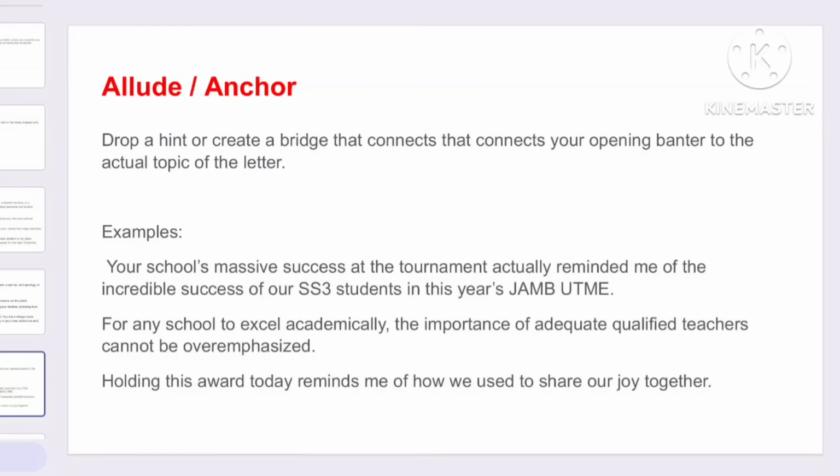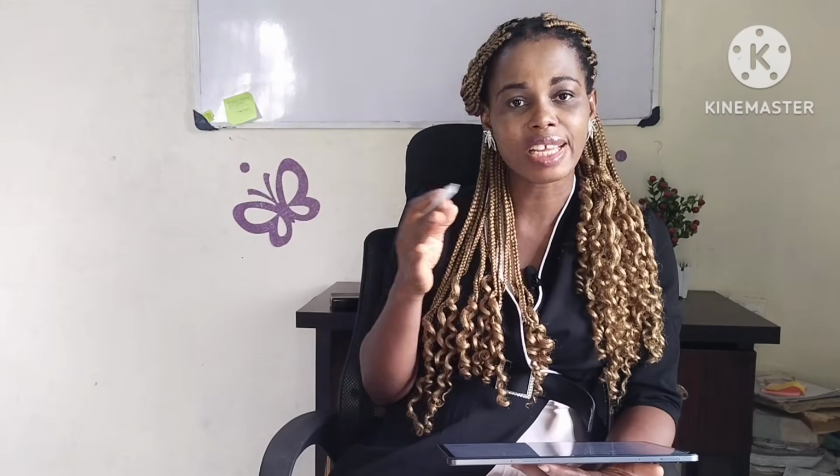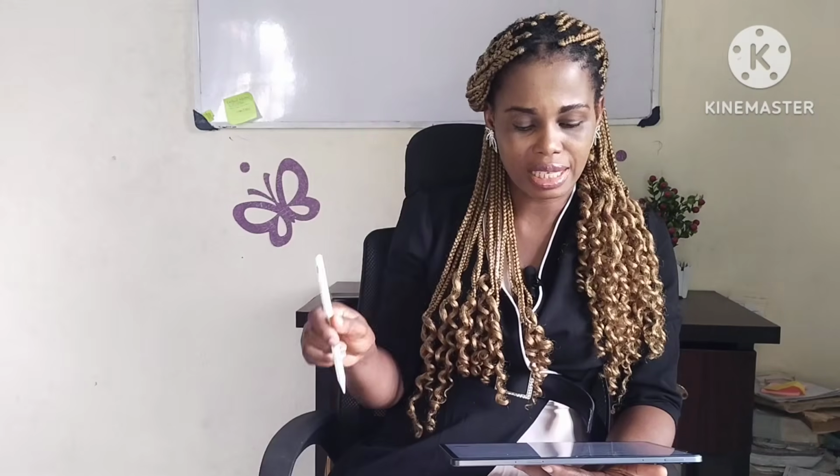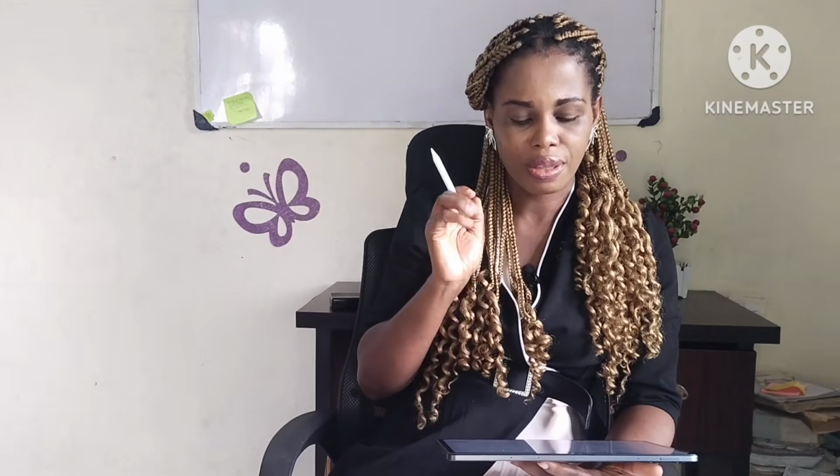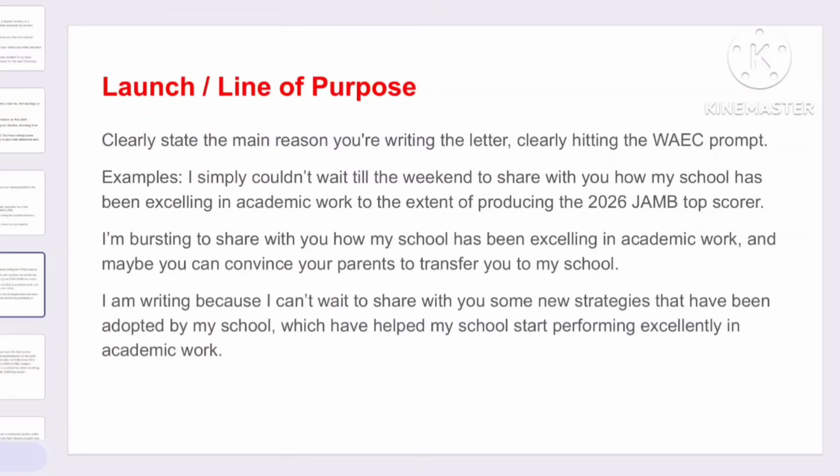Last one, L, launch. This is where you state the topic of the letter. Why are you writing this letter? This is where you clearly state the reason you are writing the letter. For example, I'm bursting to share with you how my school has been excelling in academic work, and maybe you can convince your parents to transfer you to my school. Or: I simply couldn't wait till the weekend to share with you how my school has been excelling in academic work to the extent of producing the 2026 JAMB top scorer.